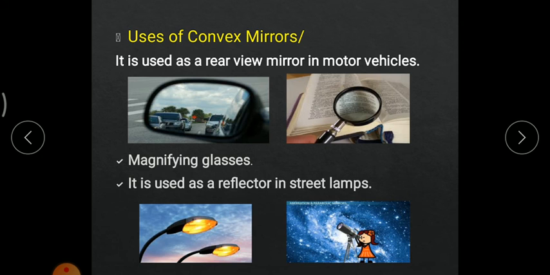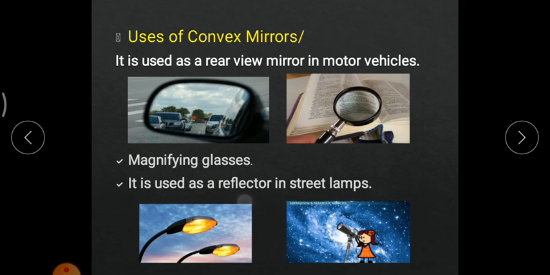Now let us see certain applications of the convex mirror. Convex mirrors, as you can see, are used as rear view mirrors in motor vehicles and all. These mirrors are placed in such a way that the vehicle residing behind can be viewed with the help of the rear view mirror. This mirror is nothing but a convex mirror. Magnifying glasses are also made of convex lenses, from which one can see a magnified image.